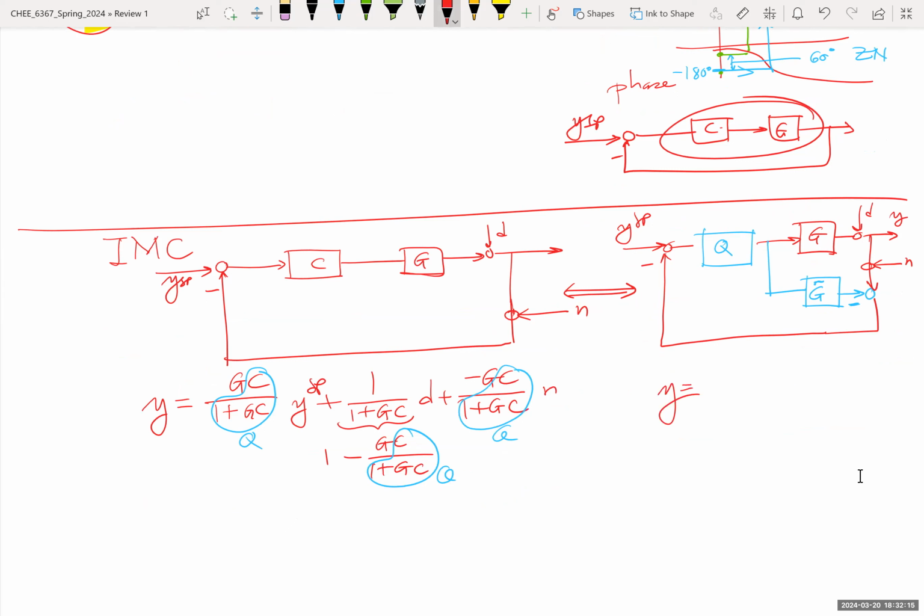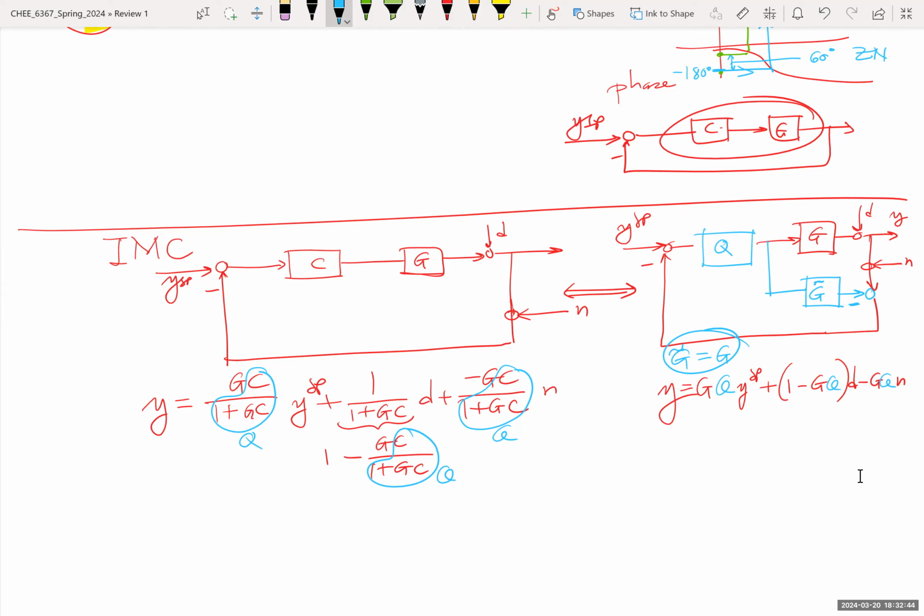So this is GQ Y set point plus (1 minus GQ) D minus GQ N. And so Q, Q, Q. The beauty of this, I forgot to say, well, I said it, but I forgot to write it: G tilde is assumed to be equal to G for all of that. That's why there's no G tilde anywhere.